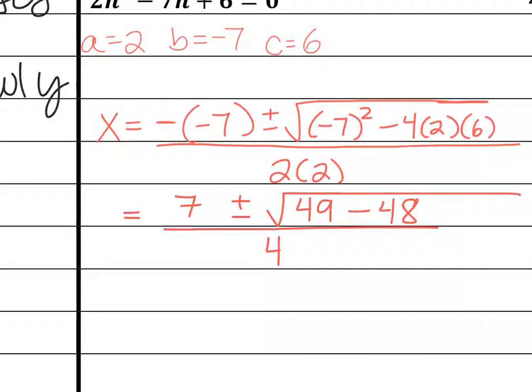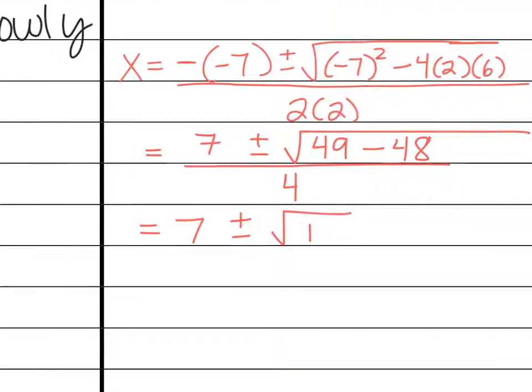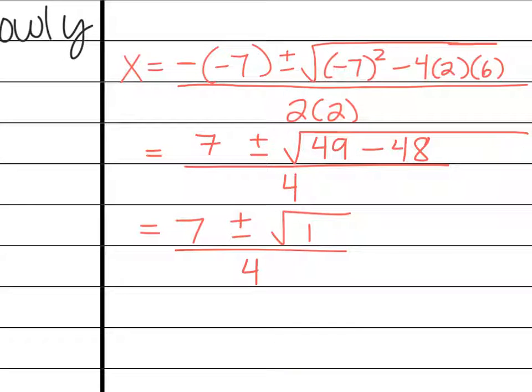Okay, we're going to simplify it again before we get final answers here. 7 plus or minus, what is 49 minus 48? 1. So plus or minus the square root of 1 over 4. What is the square root of 1? 1. And notice it already has the plus or minus for you, which is great. It reminds you there's 2 answers, so you don't have to put the 2 answers again. So it is equal to 7 plus or minus 1 over 4. You're going to get 2 answers.